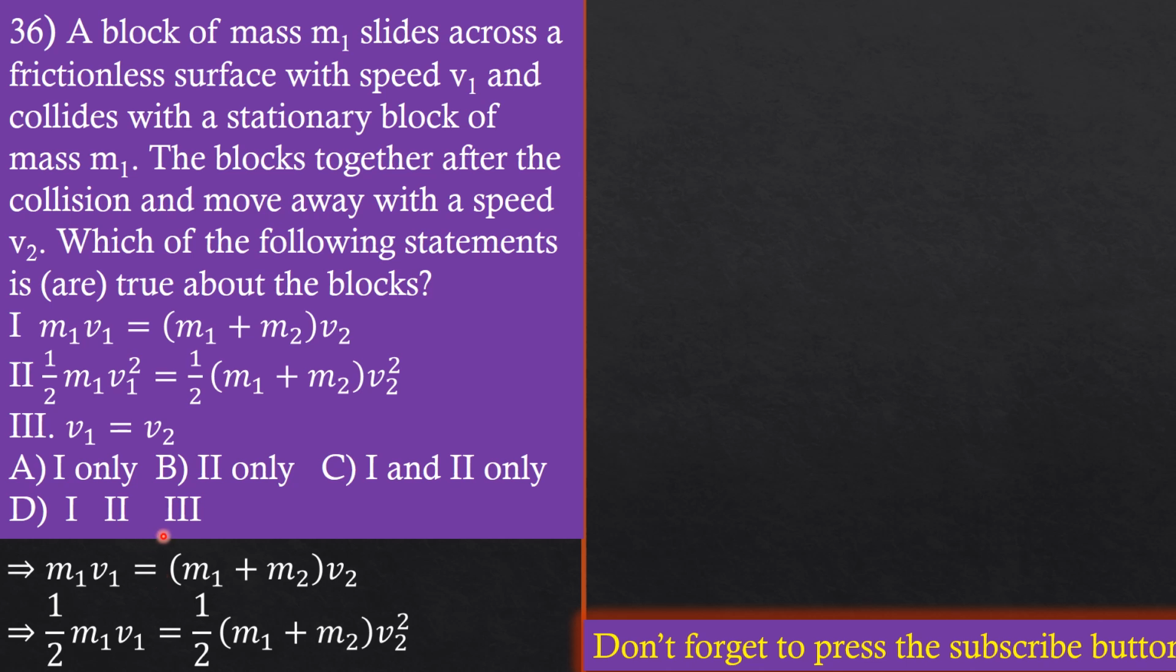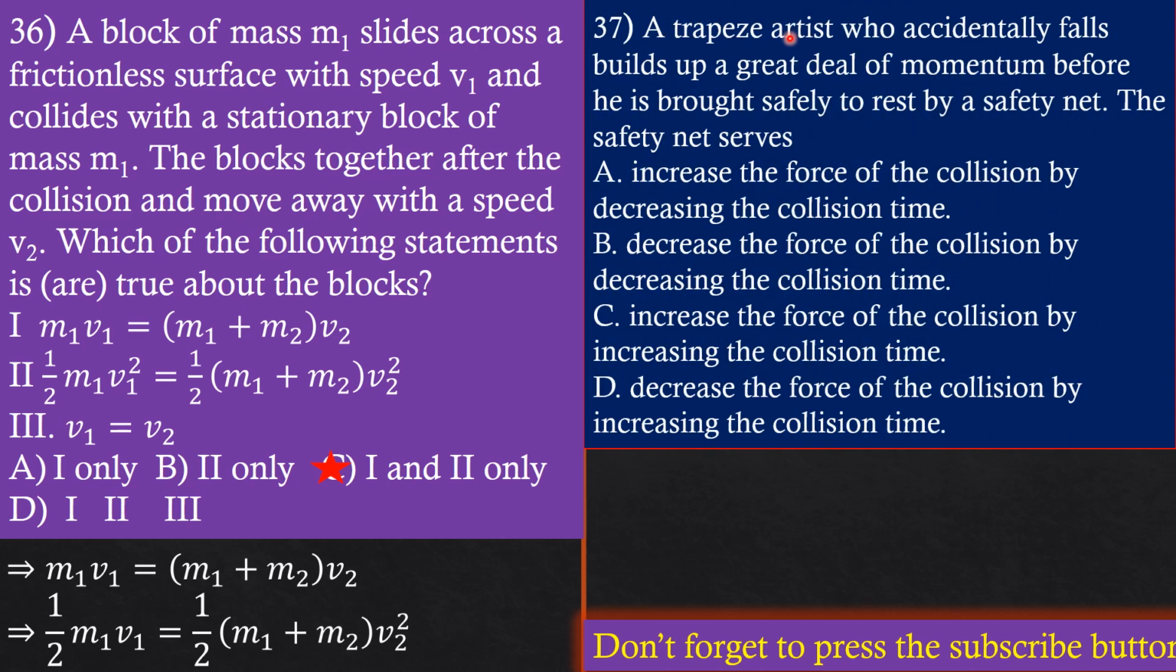Great. So, guys, option C has to be the best. Then, friends, question 37 reads that a trapeze artist who accidentally falls builds up a great deal of momentum before he is brought safely to rest by a safety net. The safety net serves A, increasing the force of the collision by decreasing the collision time. Wrong, guys. Option B, decrease the force of collision by decreasing the collision time. Wrong, guys. The net does not decrease the collision time, but rather increases the collision time.